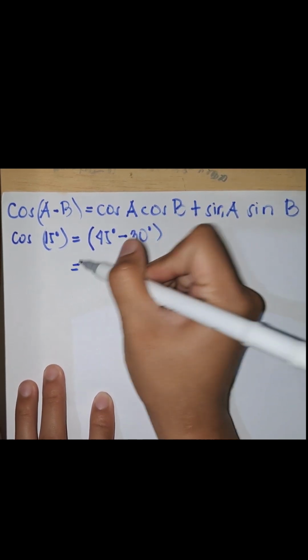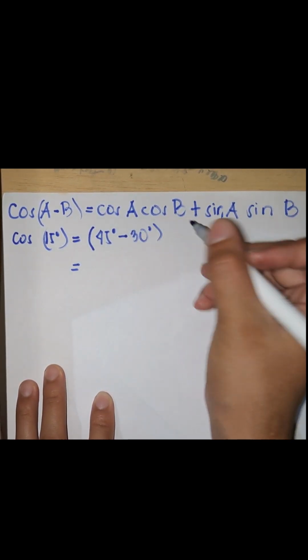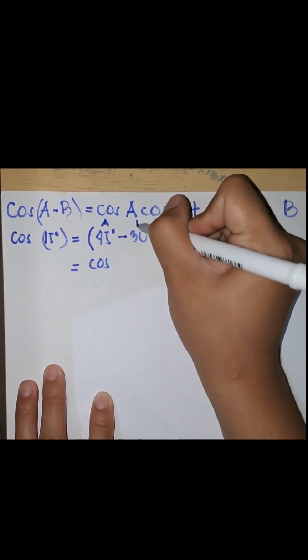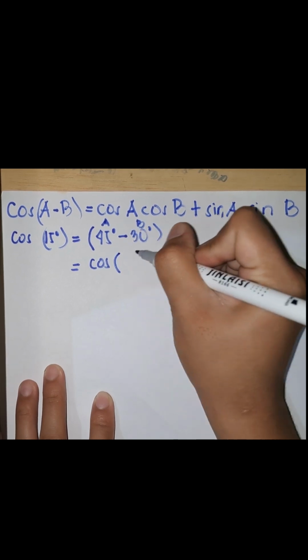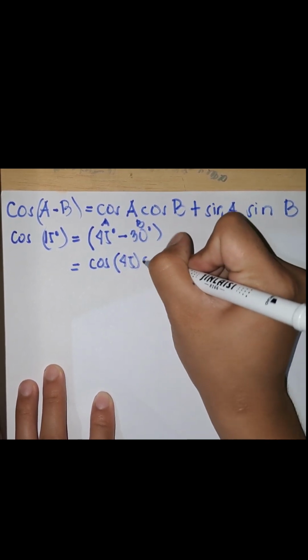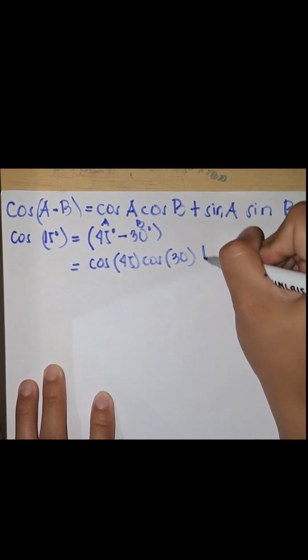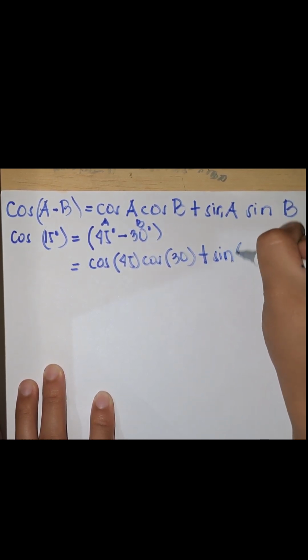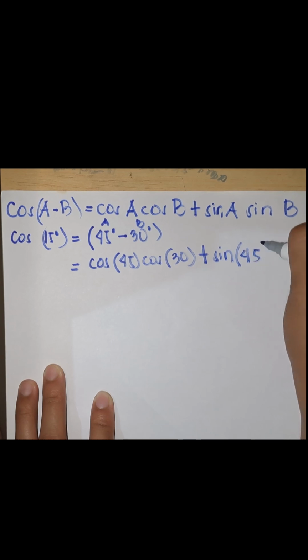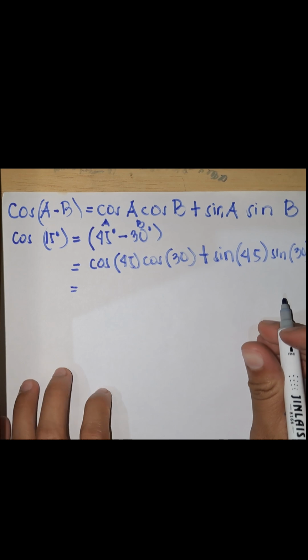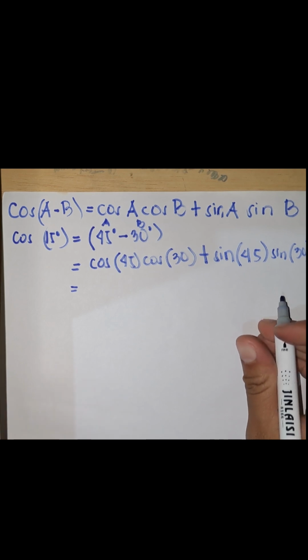And the next step is to substitute. So we have the A and the B. Cosine A is 45, cosine B is 30, plus sine A is 45 and sine B is 30. The next step is to evaluate the corresponding values.